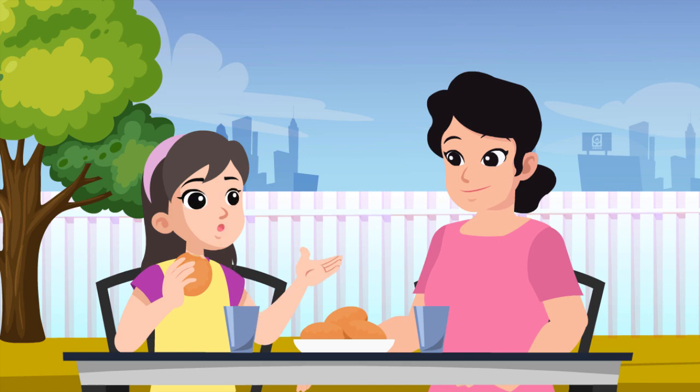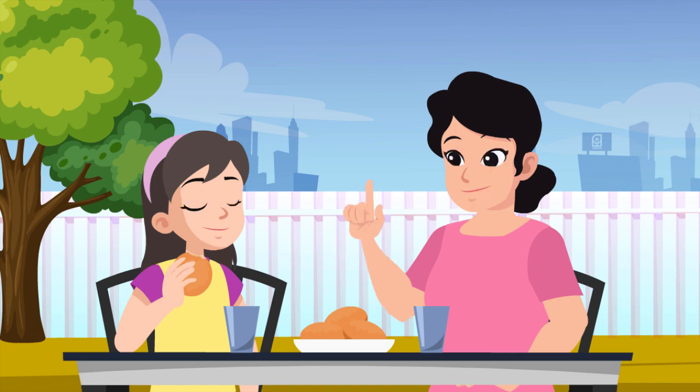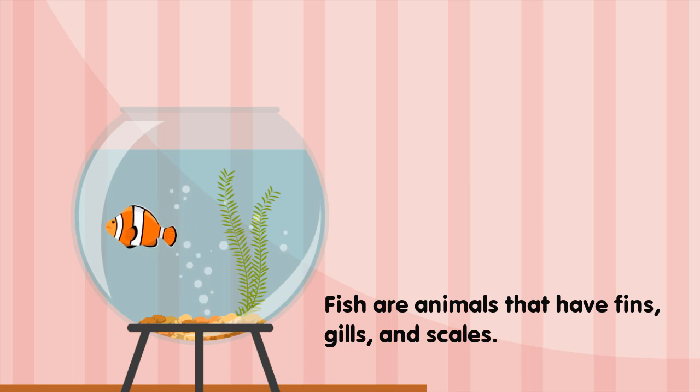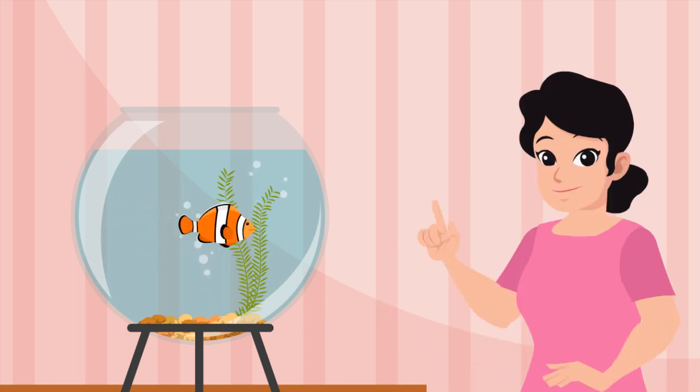How do they differ from each other, Mommy? Do you remember the fish in our aquarium? What do you see in fish that you cannot see in other animals? They have gills, fins, and scales. Right, Ellie.